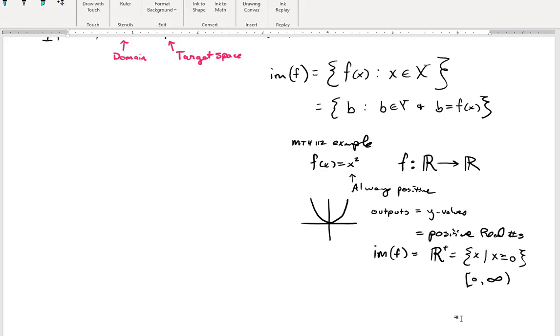But if this classroom full of people was the universe, and the image was the set of brown-headed people, right? Target space, this classroom. Image narrowed down a bit. Sometimes the image and the target space are the same. Let's draw a picture.